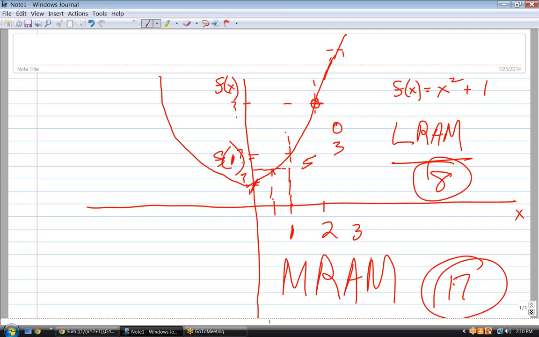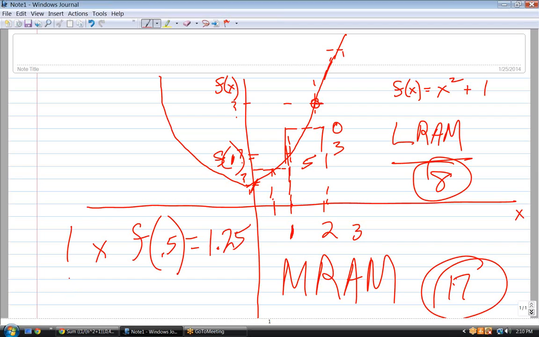So the first rectangle has an area of what? 1 times... Is that f of 0.5? Yes. So that would be 0.5 squared, which is 1.25.